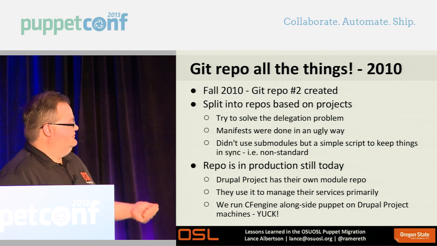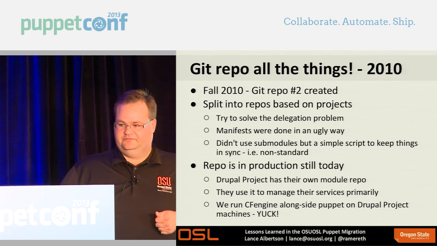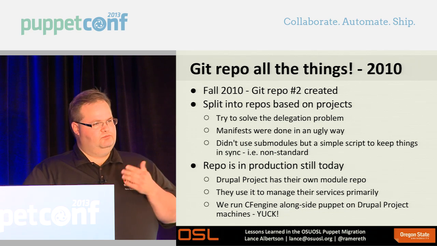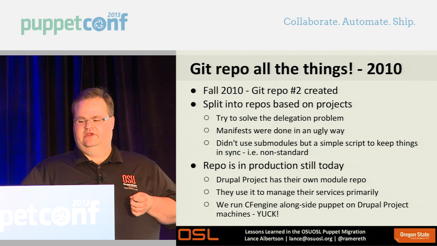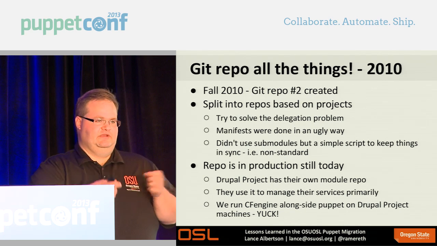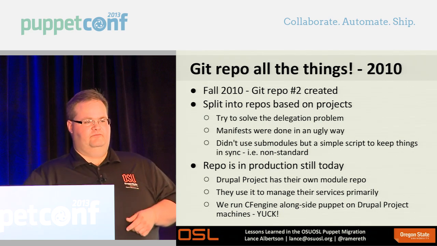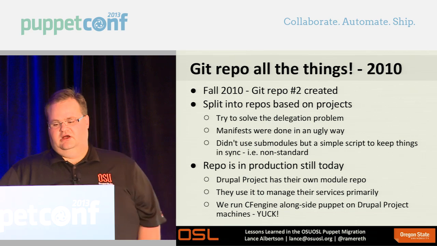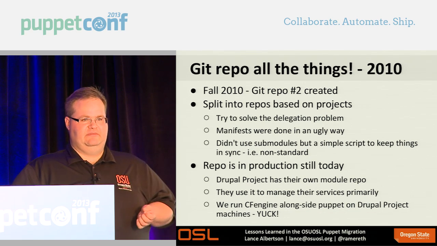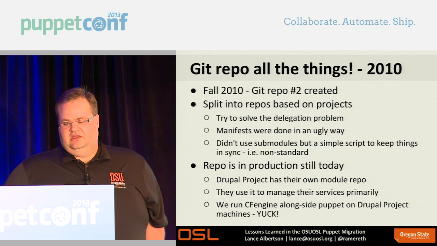And then after that, later in the year, we created a second repository. And so we decided, well, we want to do this whole delegation thing. So maybe we'll create repositories based on projects and then do some symlinking to make the manifest and the module folder all work out. And it did solve the delegation problem, but we ended up having the manifest go in a really ugly way.